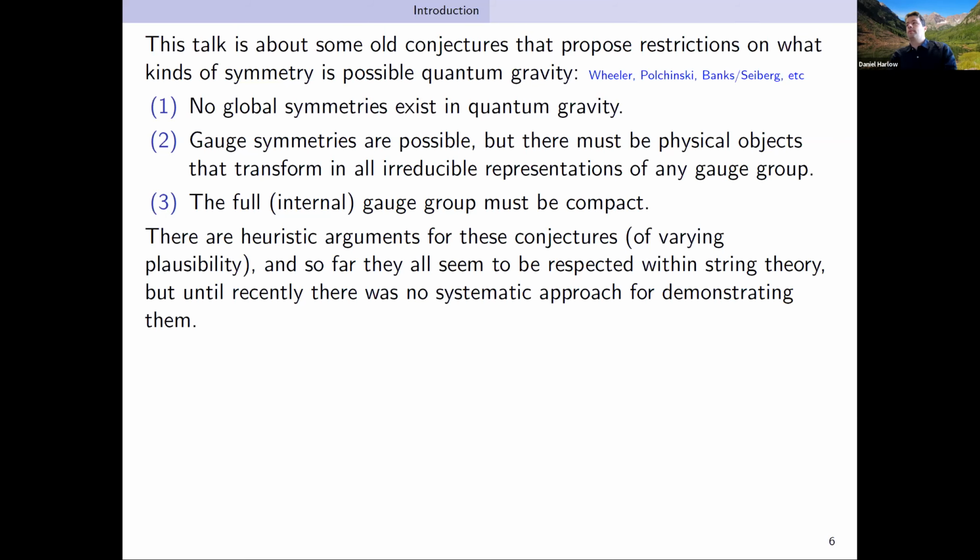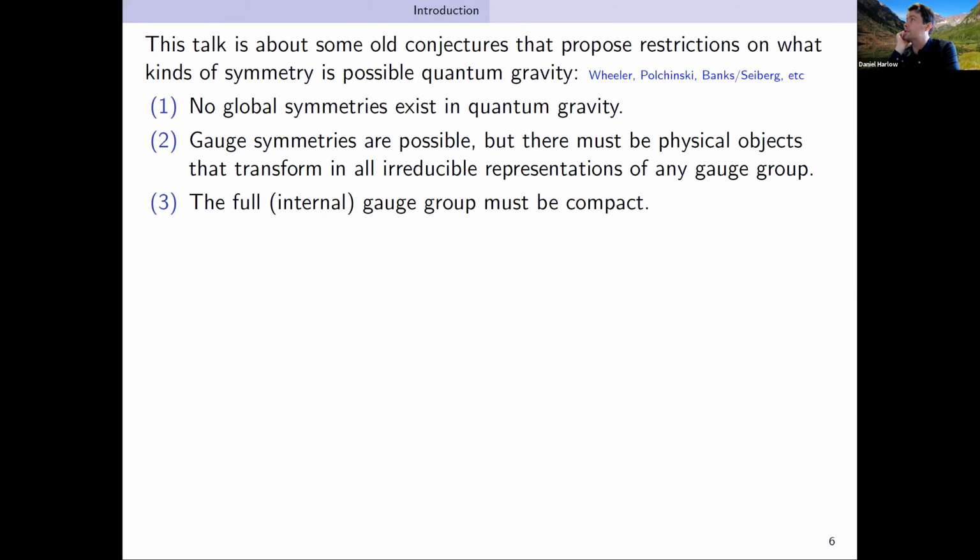None of these conjectures is obvious, because you can easily write down a Lagrangian of matter fields coupled to gravity, which violates all three of these conjectures. In perturbation theory, you can quantize such a Lagrangian, and there's no problem with that. So if these conjectures are true, then they have to be some consequence of the non-perturbative consistency of quantum gravity.